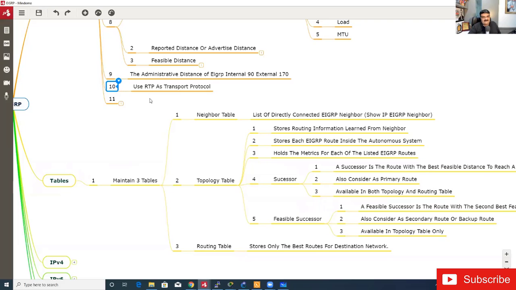So this single line took 15 minutes to explain. RTP is a transport layer protocol of EIGRP. Clear? If it is clear, type clear. And if you want to ask any question, if you have any, I can answer this. Okay.